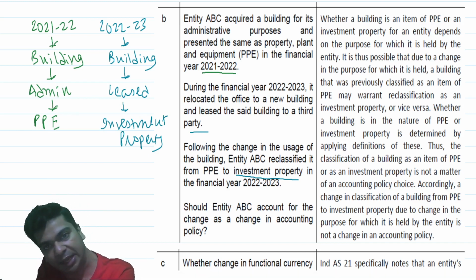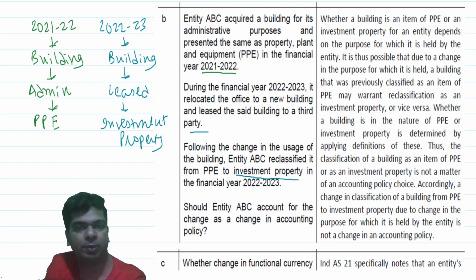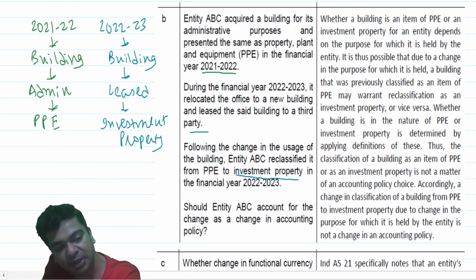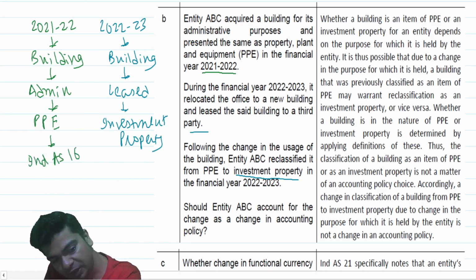You are using an item of PP for your administrative purpose. I will consider that as a PP. If you say it is a PP, you should be applying Ind AS 16 over here. And once you start leasing it out to a third party, it will become an investment property. Here I'll have to apply Ind AS 40.